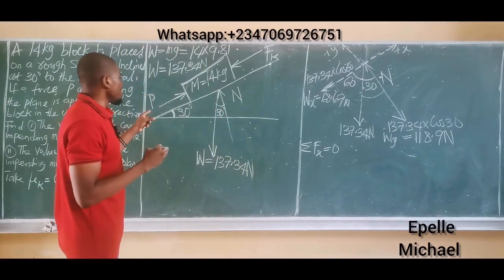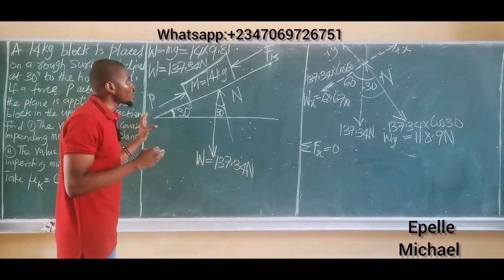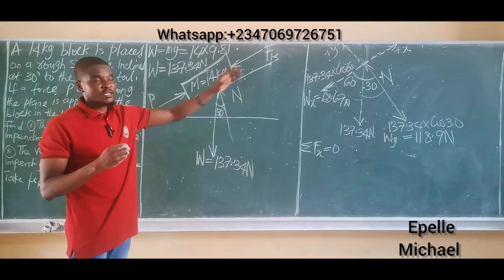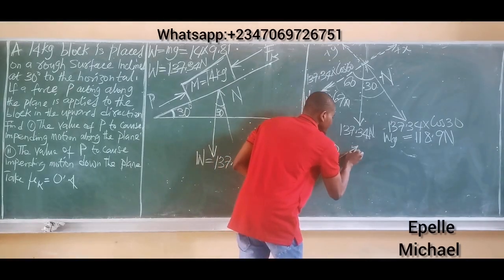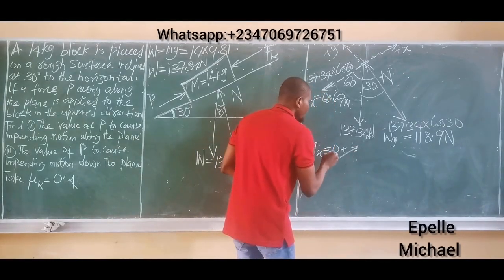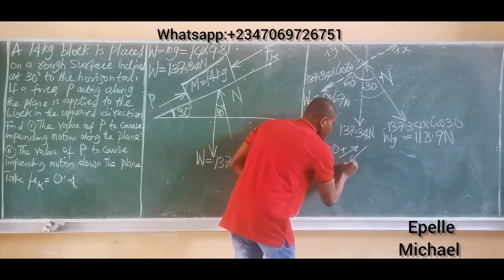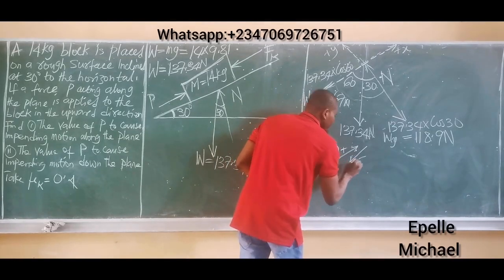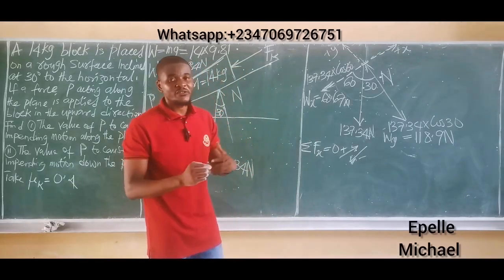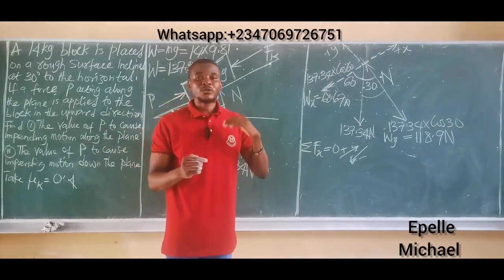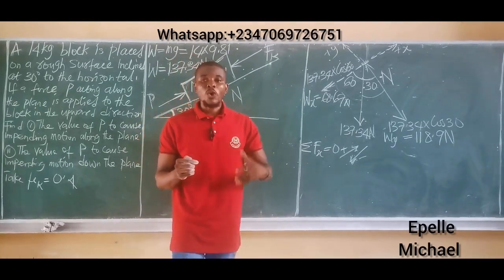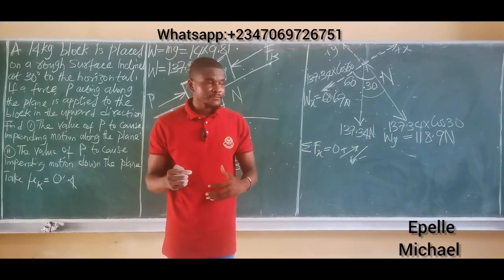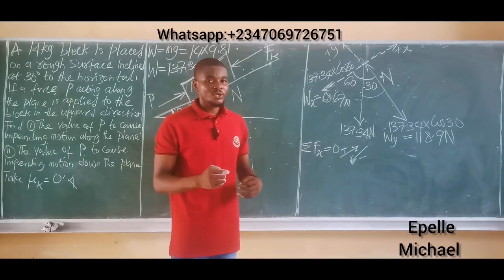Since in the first case, the P or the force is pulling this object to move up the plane, which means motion horizontally up the plane is taken as positive. Therefore, motion horizontally down the plane will be taken as negative. Now, the idea is to always make friction a negative force, because a force that acts to oppose motion is always considered a negative force. So let's find this summation and see.